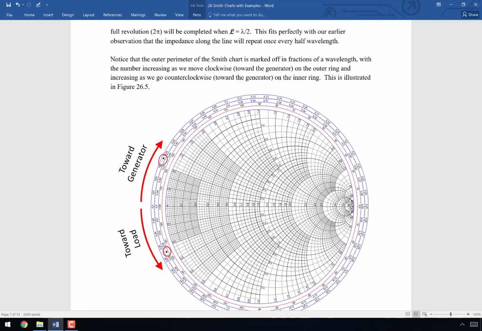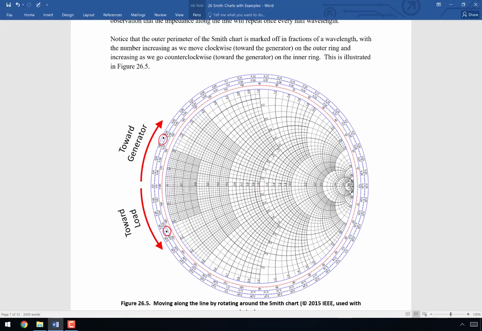Because these numbers on the rings around the outside are measuring in fractions of lambda. You may have to zoom in to see this, but this number is 0.01, 0.02, and 0.03. The number increases on the outer ring as you go clockwise toward the generator, and it ends up at 0.48, 0.49. So when you get to 1/2 wavelength, you return back to where you started again.